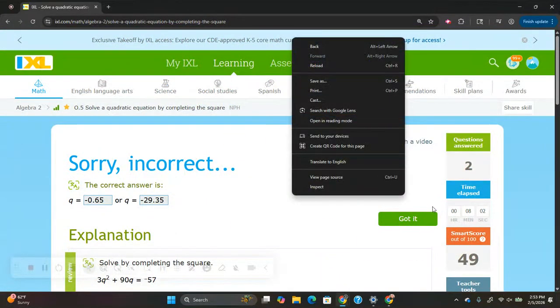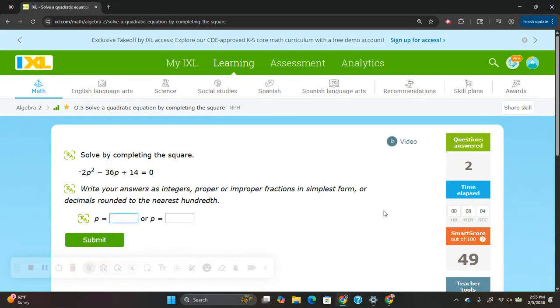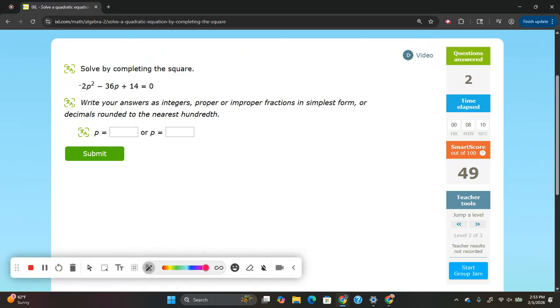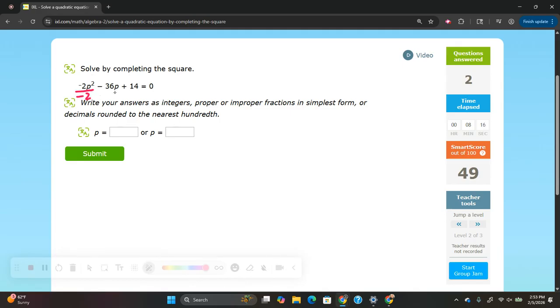Let's do it one more time. Same thing over here. I can do better this time. Let's pay attention. The number in front of p squared has to be 1, so I have to divide by negative 2 everywhere. Now I got p squared plus 18p and then subtract 7 equals 0.